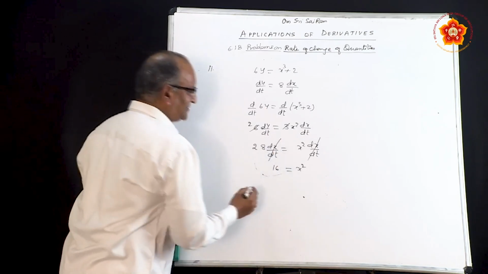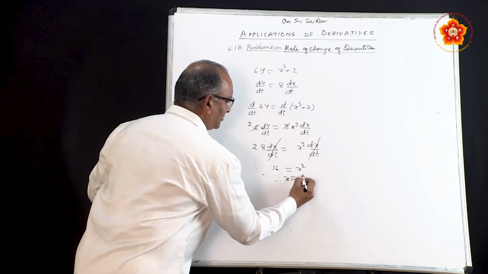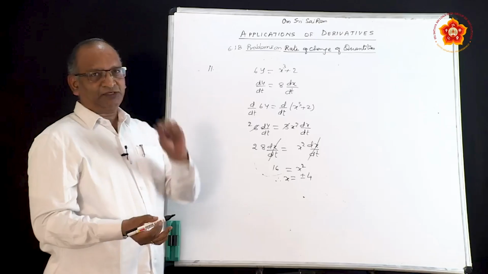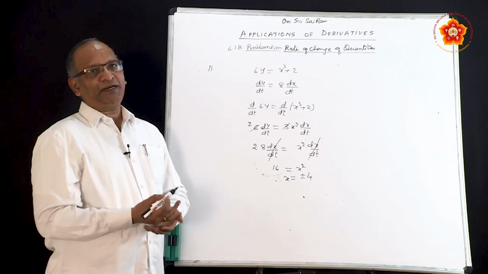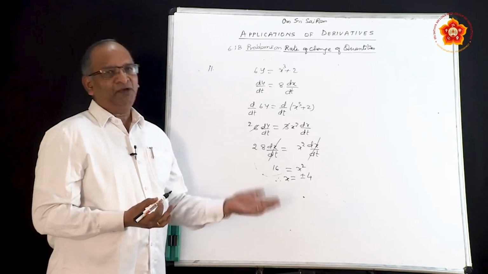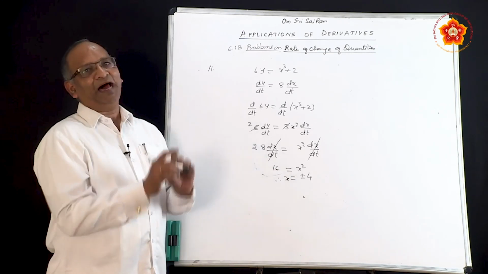If x square is equal to 16, we can come to the conclusion that x is equal to plus or minus 4, because plus 4 square is also 16, minus 4 square is also 16. So, it can be plus 4, it can be minus 4. In respect of plus 4 we will find out y, with respect to minus 4 also we will find out y, and both will be the answers.